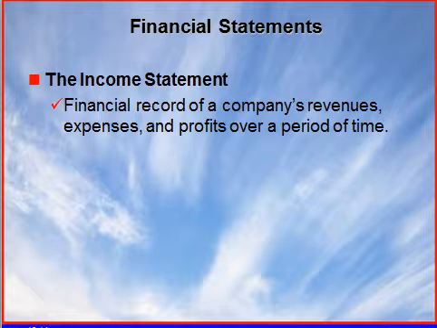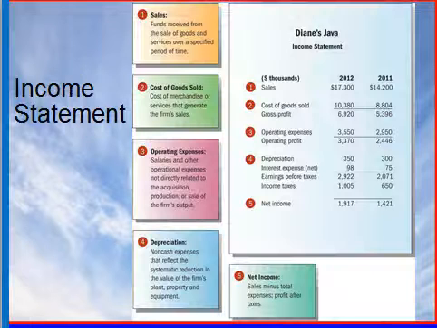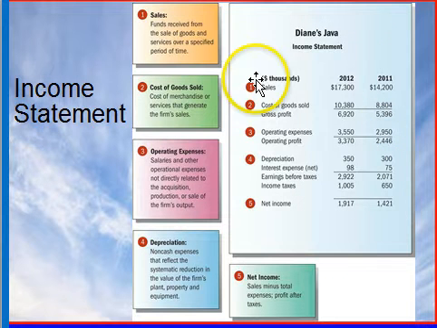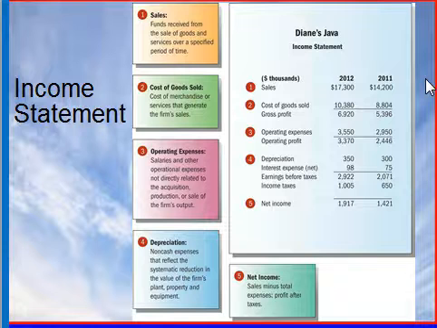Now let's look at the income statement. The income statement is a financial record of a company's revenues, expenses, and profits over a period of time. Here's an example of an income statement. As we can see, we start out with our sales here. These are the revenues or funds received from the sale of our goods and services over a period of time.